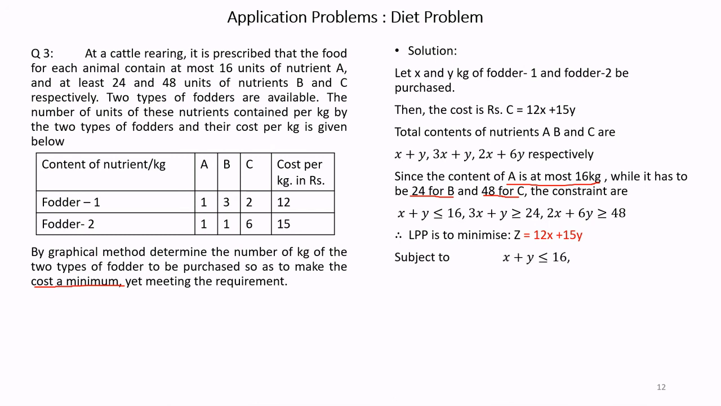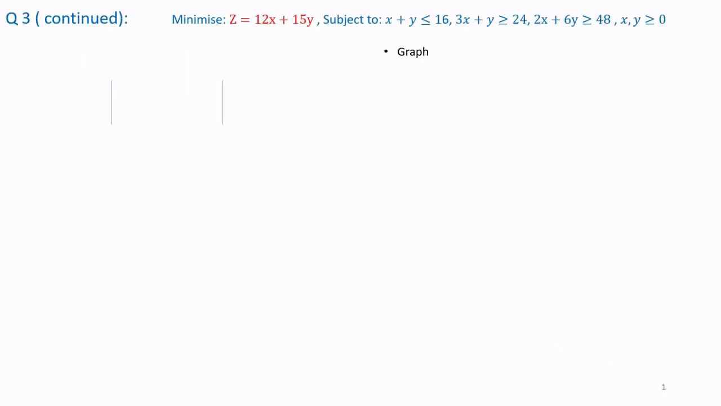Therefore, subject to x plus y is less than or equal to 16, 3x plus y should be greater than or equal to 24 and 2x plus 6y greater than or equal to 48. Therefore, x and y should be greater than or equal to 0. We will continue in the next slide. We will continue our solution from the previous slide.